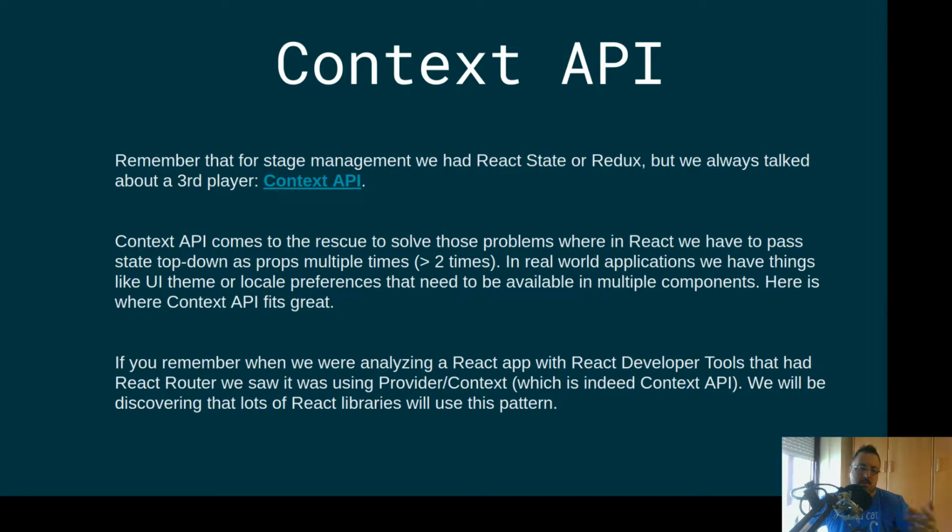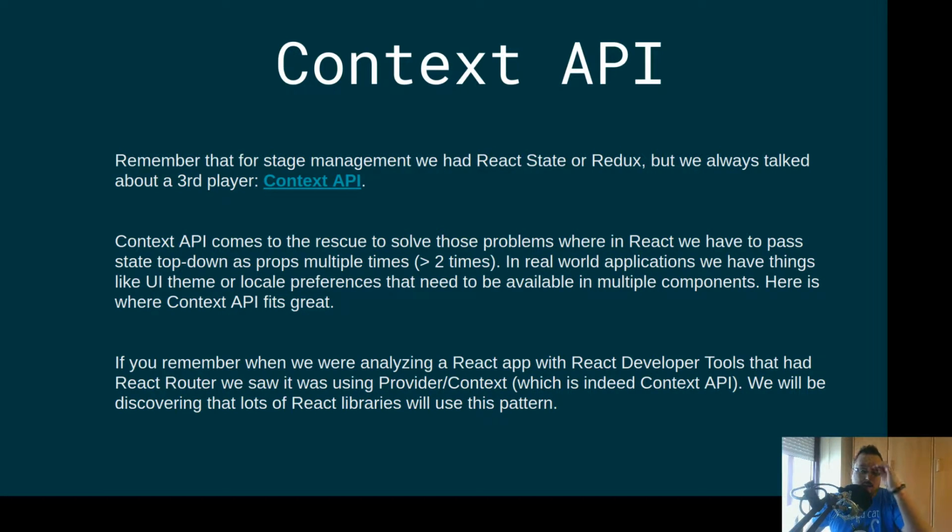declare, it has two parts, a provider and a consumer. It lets you declare a provider with some data in a parent component, above in the application, and later any child components, without passing the props, with context, the second part of the context API, can grab any value you had in that provider.